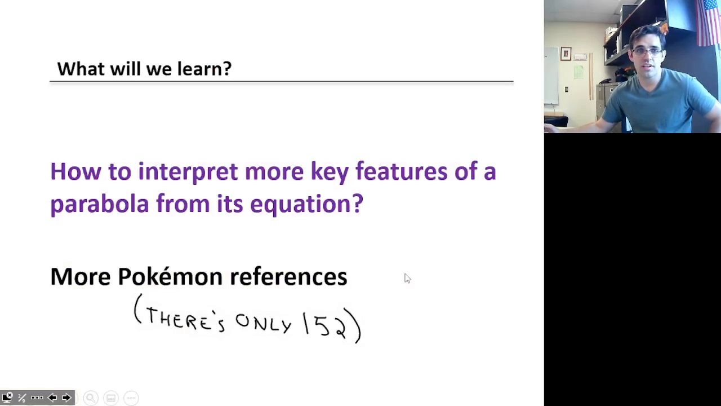So what we're going to learn in this lesson is a couple more features of a parabola. And these are features that we don't talk about in Pre-Calc 11. And so definitely more to learn here. So not only are we going to learn what these features are, we're also going to talk about how to find these features from the equation.